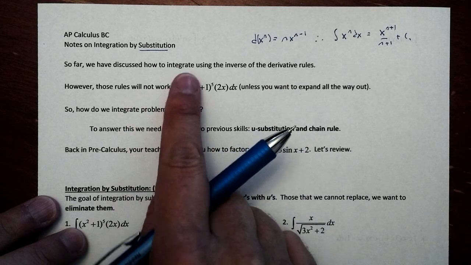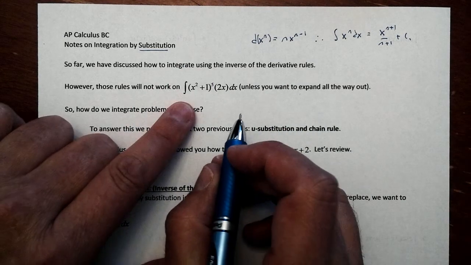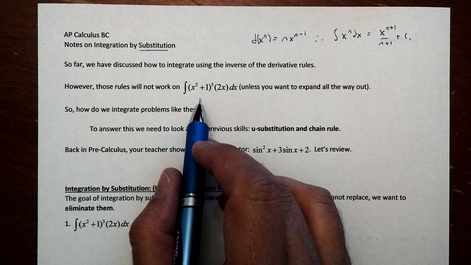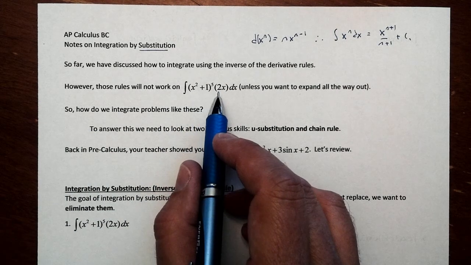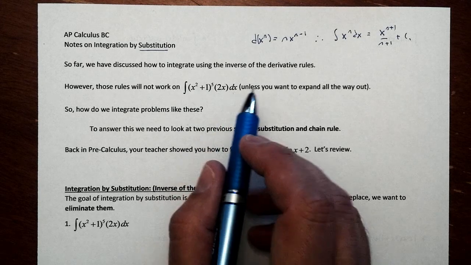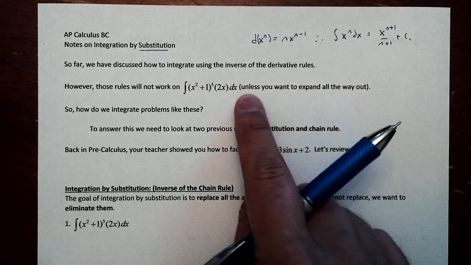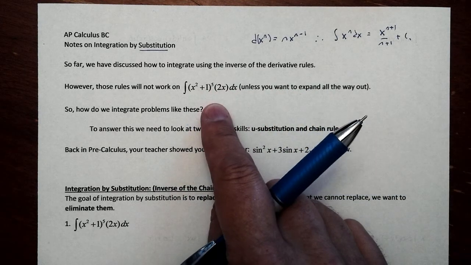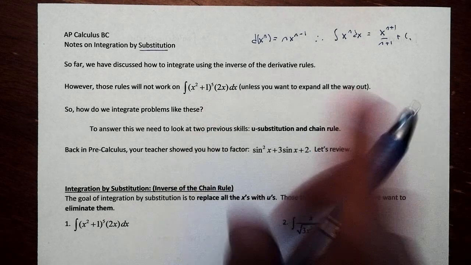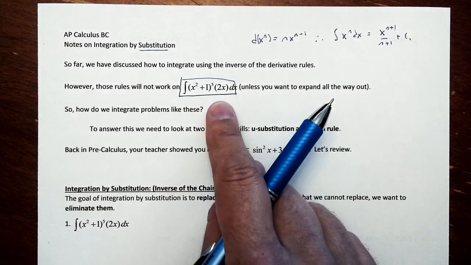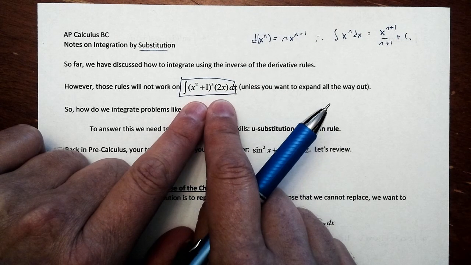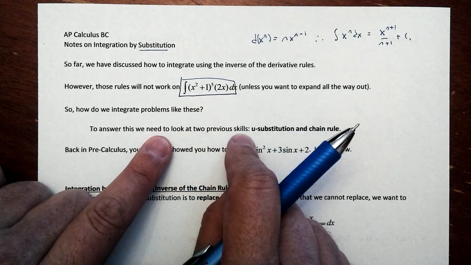However, those inverse rules won't work on a problem like this one, the integral and the antiderivative of x squared plus 1 to the fifth times 2x, don't forget dx. Unless we decide we want to expand this all the way out, which most people are like, oh no, I don't want to do that. So today's lesson is how do we integrate a problem like this one?